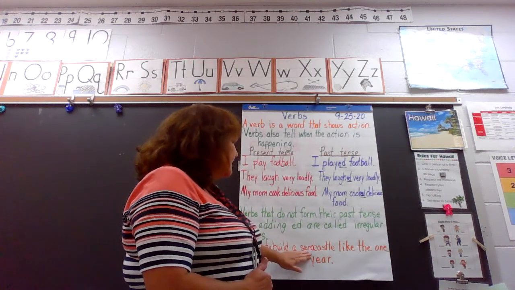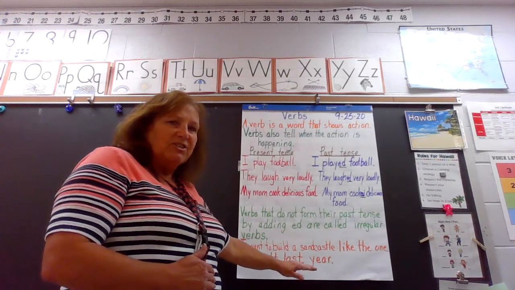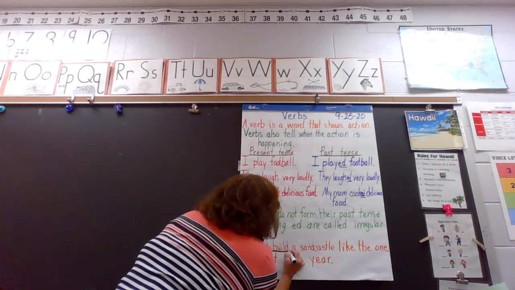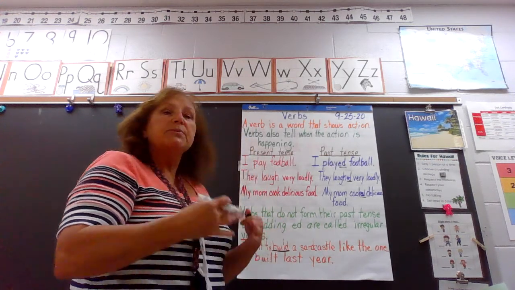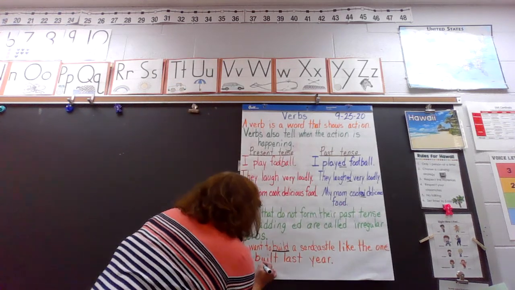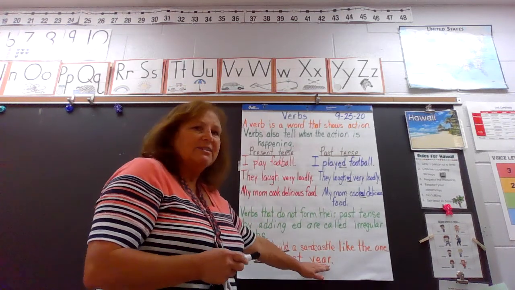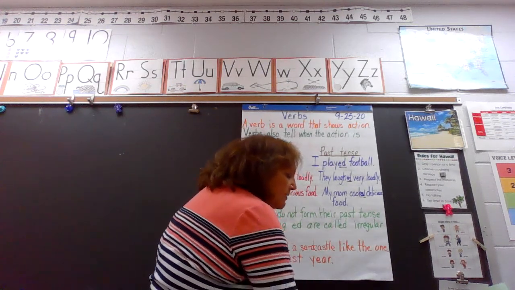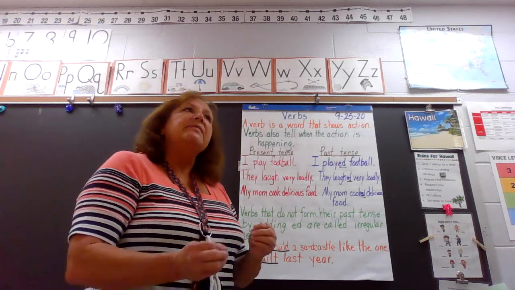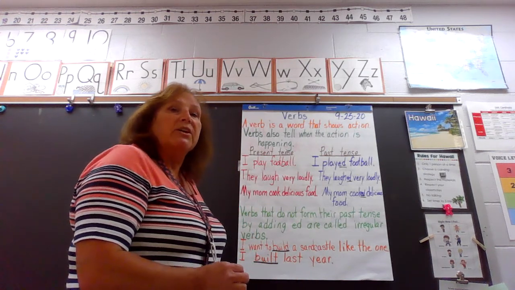I want to build a sandcastle like the one I built last year. The verb build is the present. I want to do that right now. But they also built a sandcastle last year. So it just shows that it can happen now, and that's the present, or if it's something that already happened, it's in the past. Let's look at some more irregular verbs.